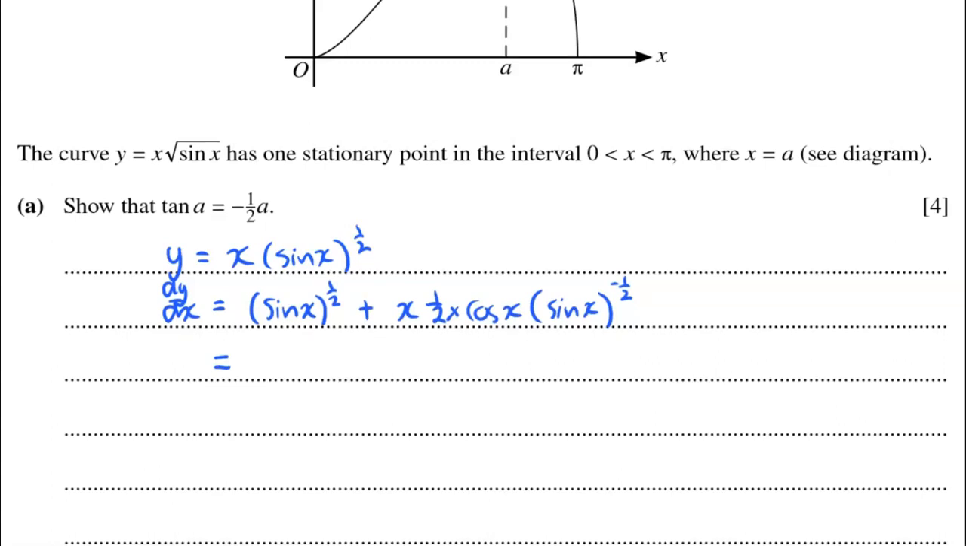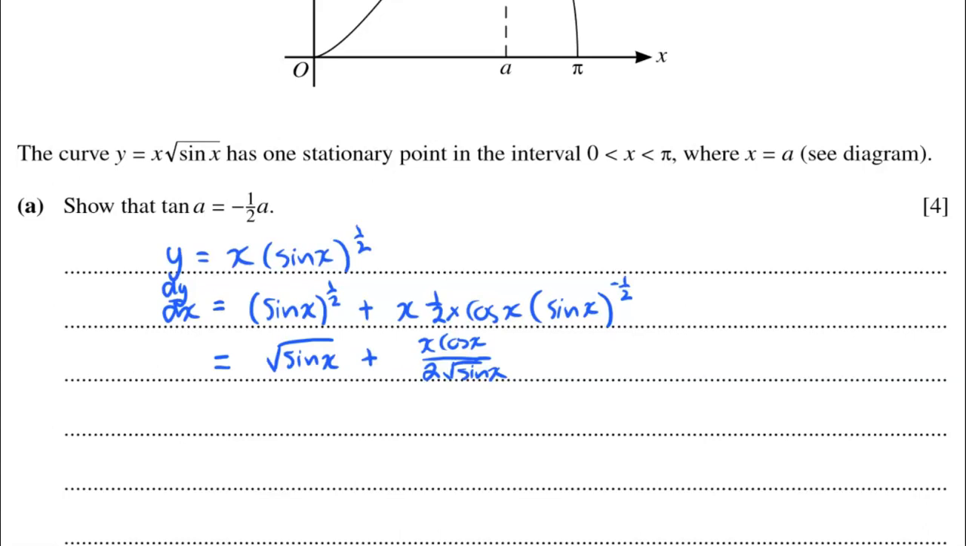Okay, we're trying to make that 0 to find the stationary point, right? We know there's only one between 0 and pi. So to make that 0, we're going to have to turn it into a single fraction. And let's see what we've got here. So we've got the square root of sine x plus x cos x divided by 2 root sine x. Perfect. So sine x to the negative half means it goes to the bottom of the fraction and becomes positive a half, and a half is the square root. And 2 is already on the denominator, so we have 2 root sine x on the denominator, and x cos x stay on the numerator.